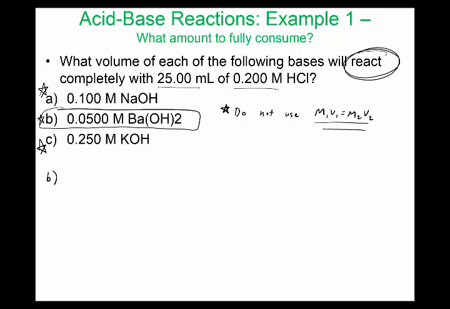Okay, so here's B. So we say what volume, that's what we want to solve for. So how many milliliters? This is our final answer, it needs to be in this. Okay, so we'll write a balanced reaction. So Ba(OH)2 plus HCl, and we get H2O plus BaCl2. Okay, and put a 2 there and a 2 there to balance. So we need to get from moles of HCl.